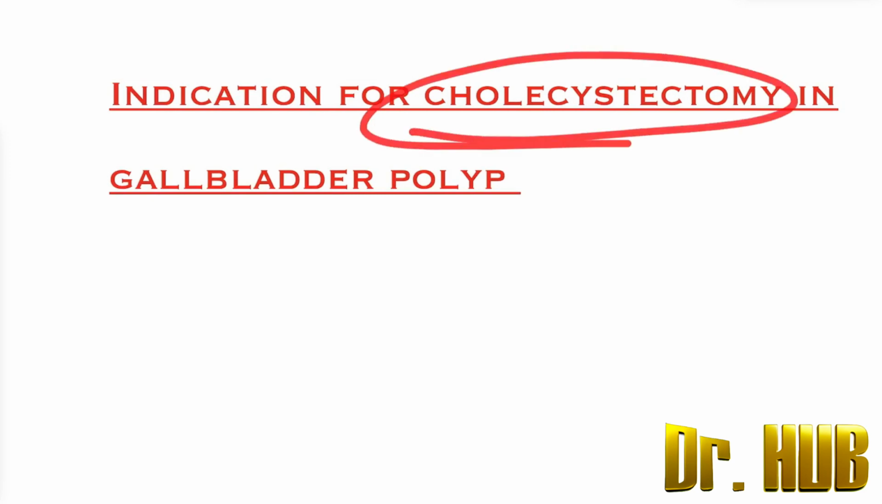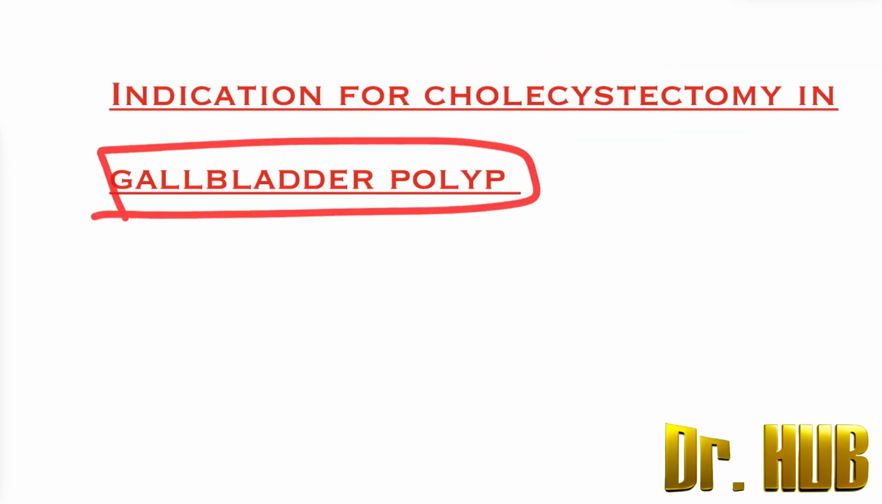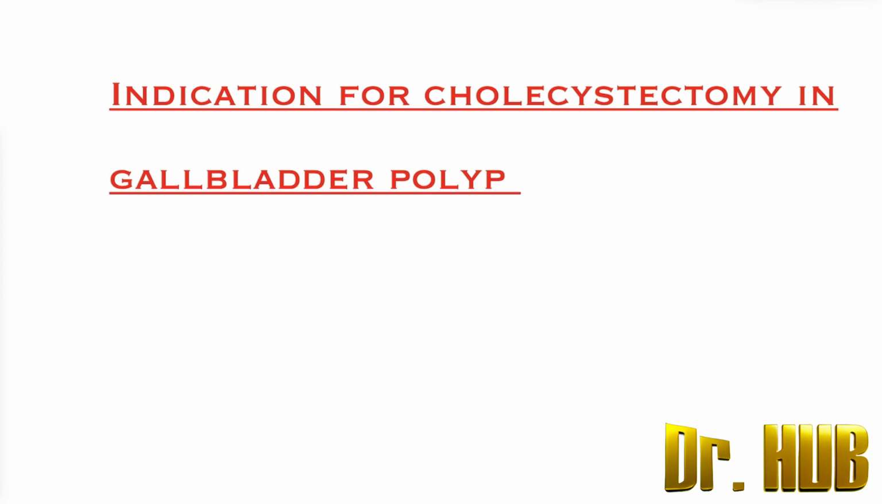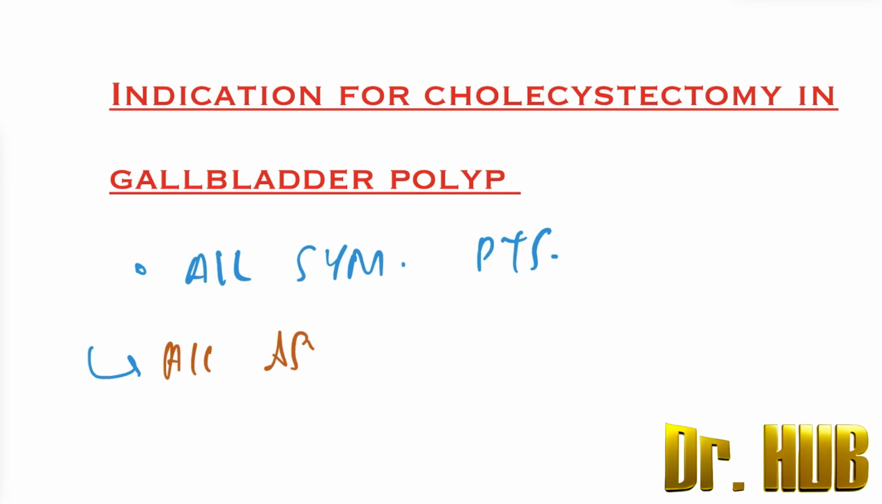Indications for the cholecystectomy in terms of the gallbladder polyp. So what are the features? The indication is in all symptomatic patients. The second one is in terms of all asymptomatic patients as well. So symptomatic patients, everyone, and all asymptomatic patients who are greater than 50 years.